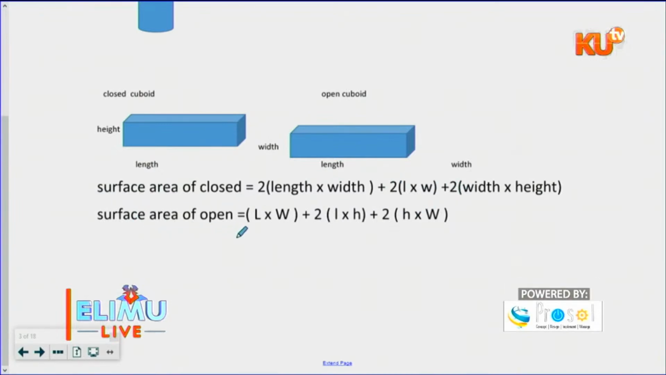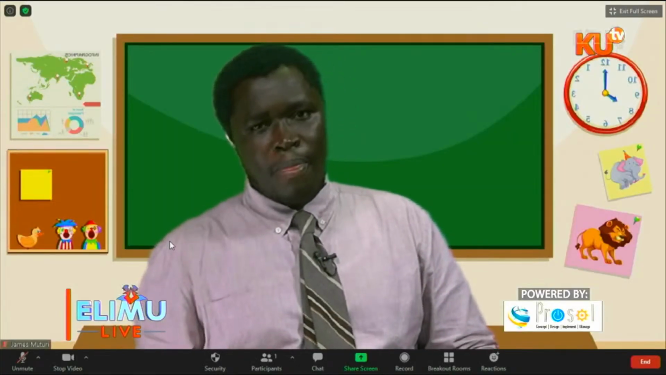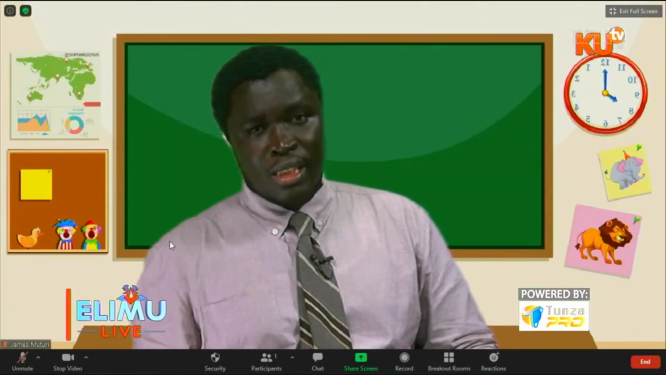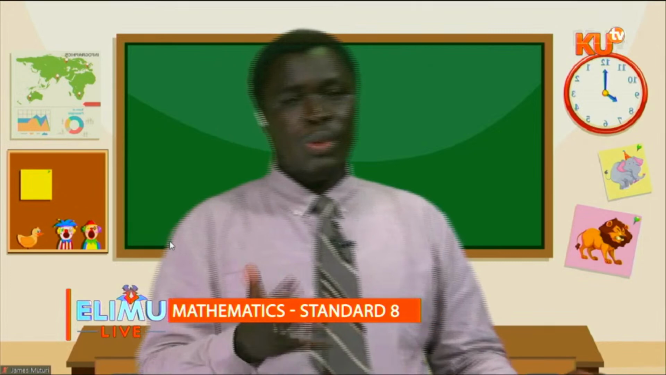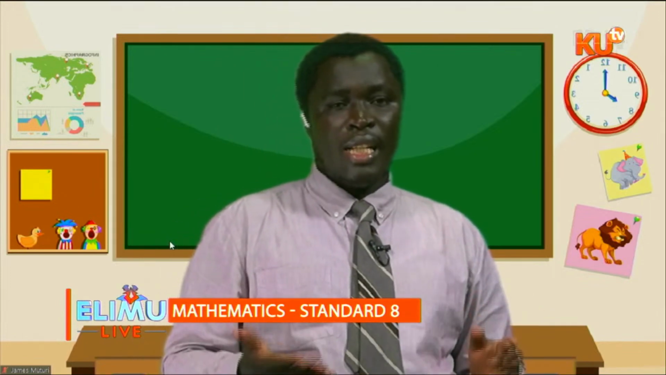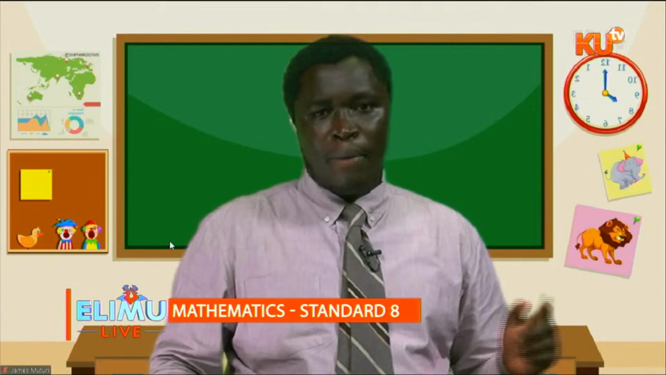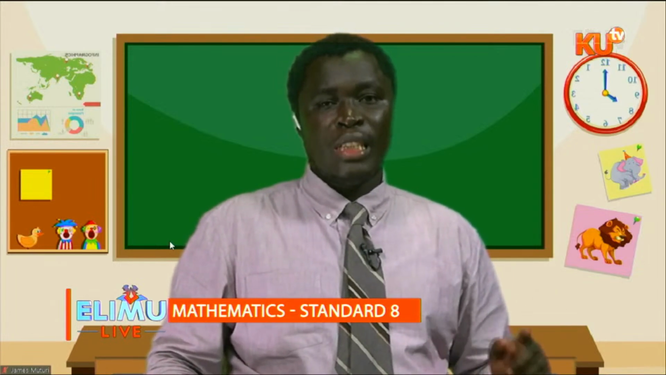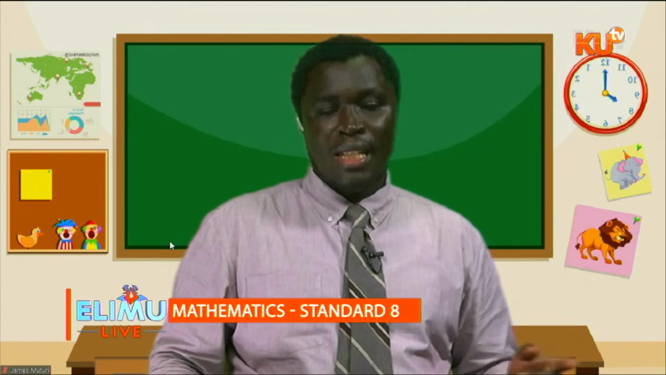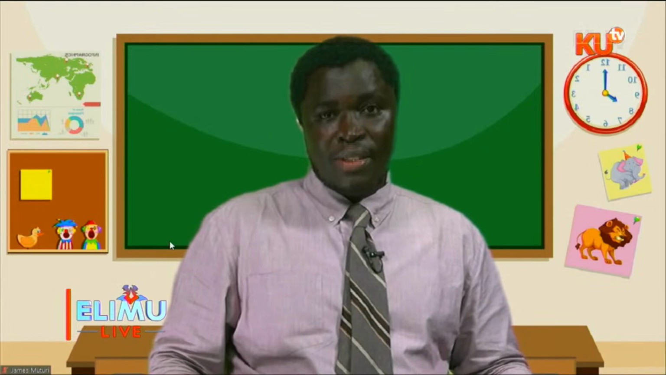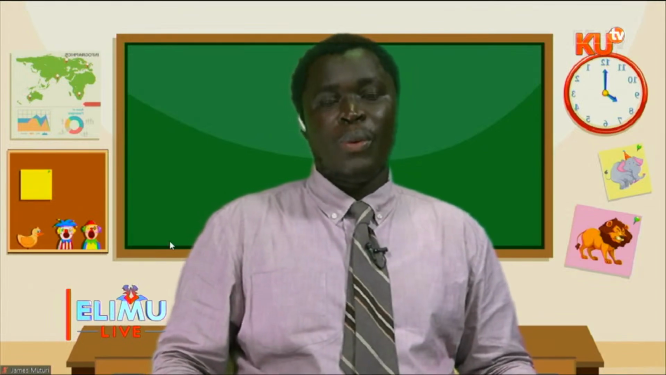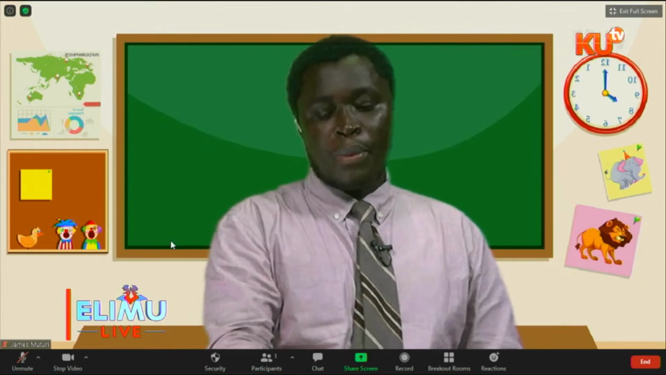Open cuboid. I've said be very keen on the face that is opened. So after you've realized the face that is open, you'll continue with the formula as it flows. You check, in our case here, it was the top. So we say surface area is equal to length times width, bracket, plus 2 into length times height, plus 2 into width times height, because we identified the face that is open and we've used the formula appropriately.